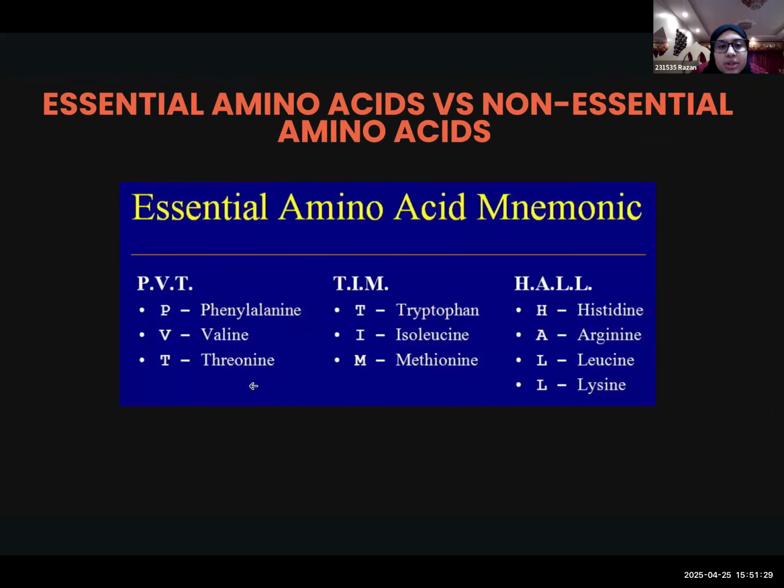And here's the mnemonic for the essential amino acids, PVT Tim Hall. Make sure you know them and don't mix up tryptophan and threonine with tyrosine, because sometimes it can happen, especially in MCQs where they get you. For instance, tryptophan and tyrosine, you just remember it starts with D, so don't mix that.